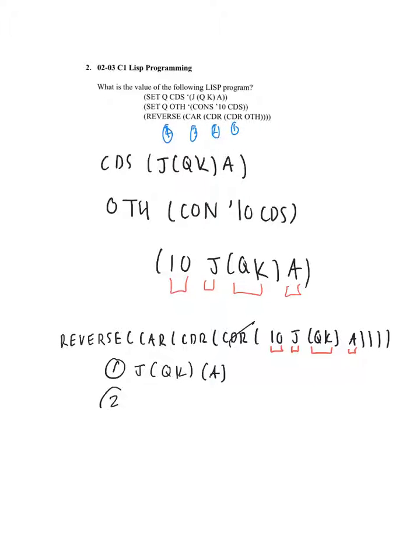The next step is also CDR. So it's taking everything except for the first term, which is now J. So what's left is QK and A. The second, cross it off.